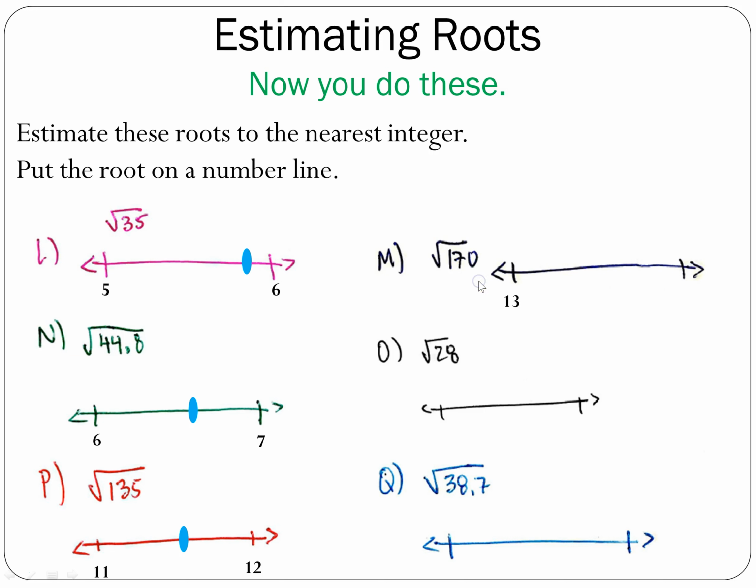170. So 13 times 13 is 169, and 14 times 14 is 196, and 170 is definitely close to 13 times 13. So my dot's going to be real close to 13 right there.